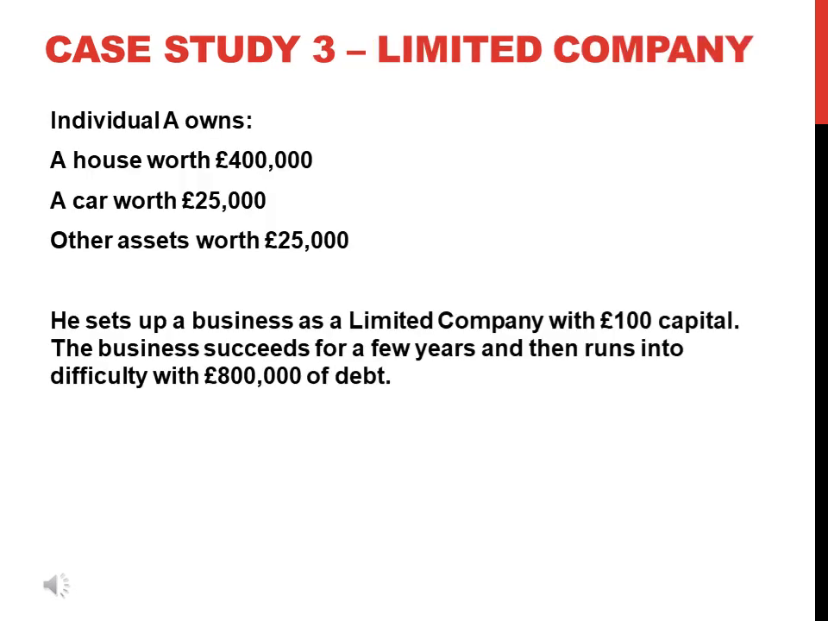Now the last case study we'll look at is a limited company. We'll run through exactly the same. Individual A has a house worth 400,000, a car worth 25,000 and other assets worth 25,000. They set up a business as a limited company with £100 capital. And the way the limited company would work is you pay £100 to the limited company in exchange for 100% of the shares. Now again, the business succeeds for a few years and then runs into difficulty with £800,000 worth of debt.